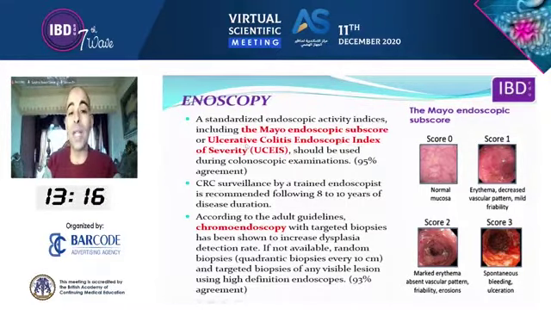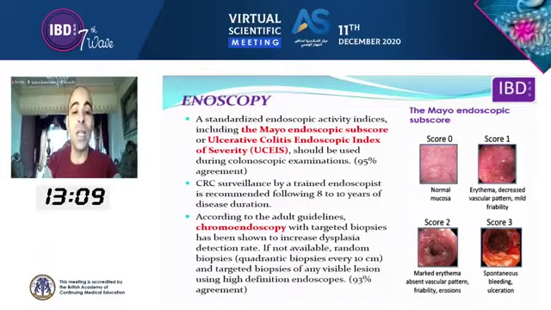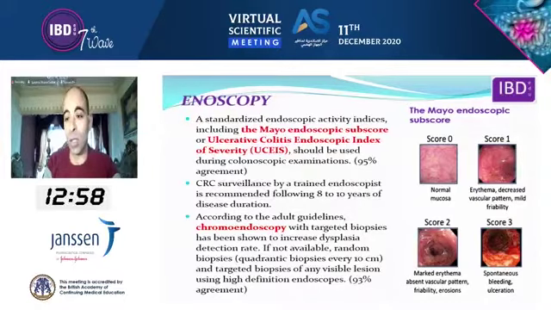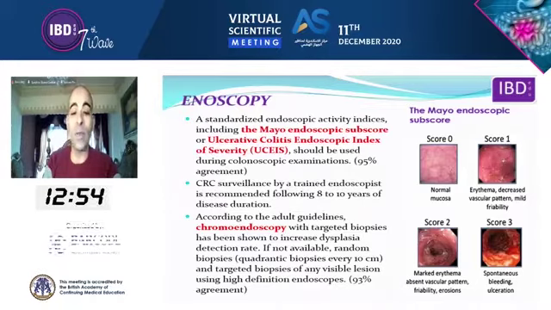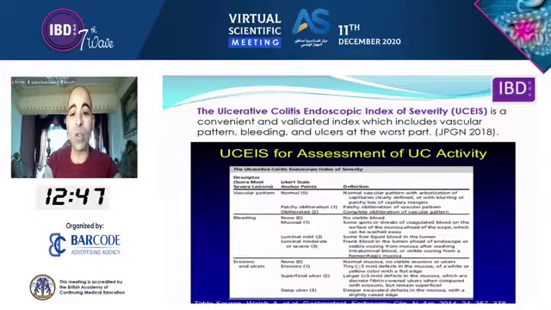Also, we have the ulcerative colitis endoscopic index of severity, which is validated to assess activity of UC in children. Don't forget colorectal cancer surveillance by a trained endoscopist following 8 to 10 years of disease duration, except in case of primary sclerosing cholangitis. And the same applies for children, where endoscopy can still help us in screening. This is the UC endoscopic index of severity.